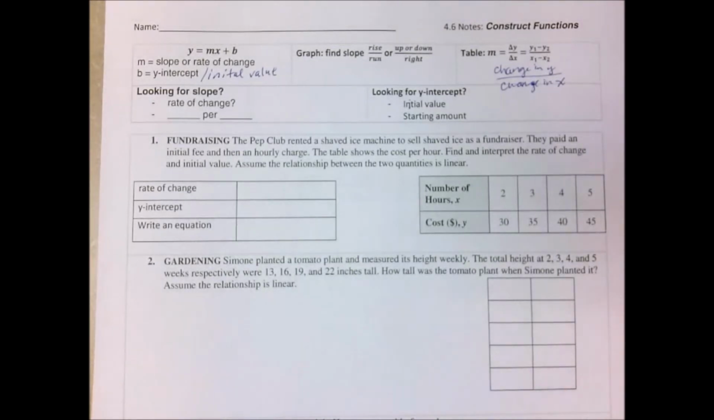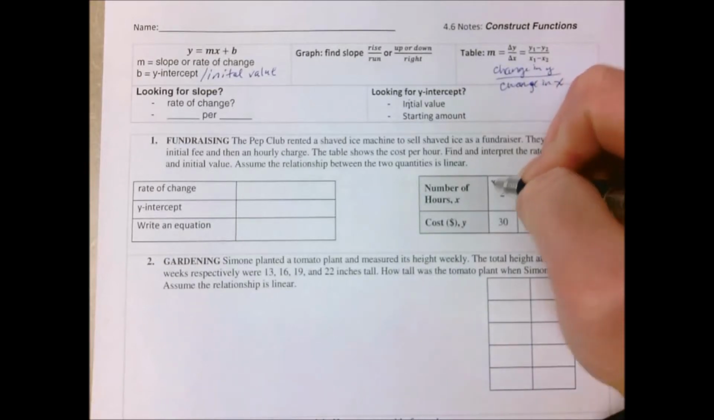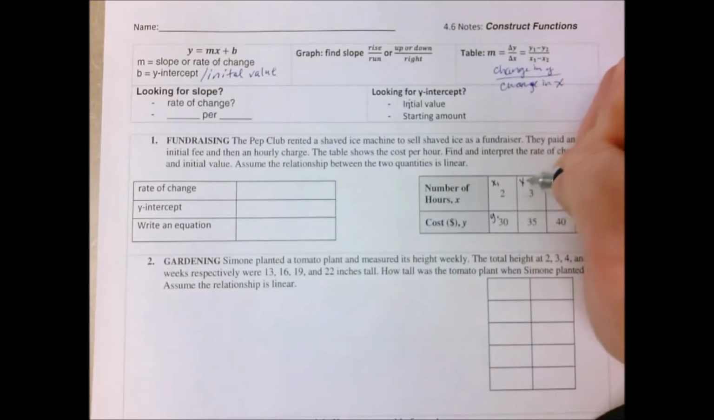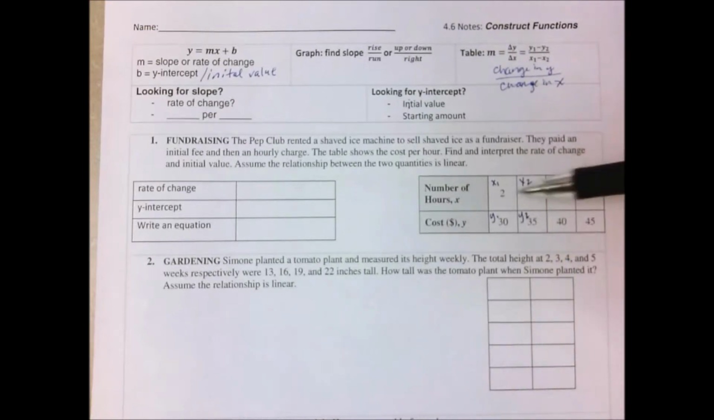When we're looking from a table, there's a couple different ways that we can do this. One is we can use our slope formula. We have x1, y1, x2, y2. And then we could plug these numbers into our formula and go from there.